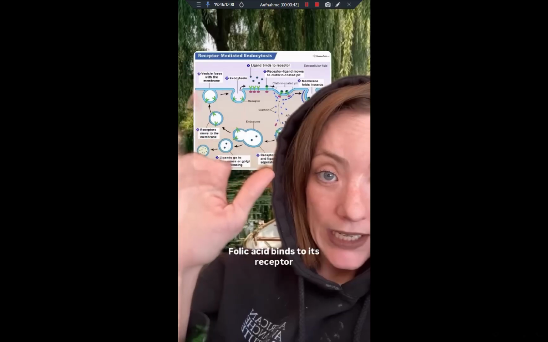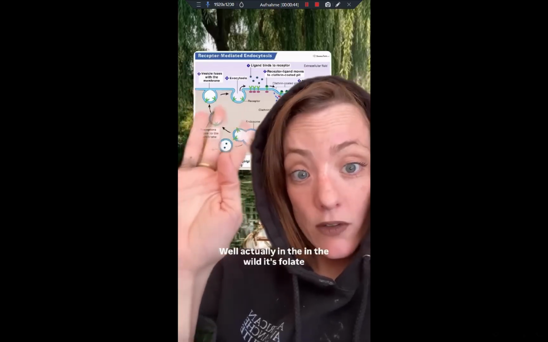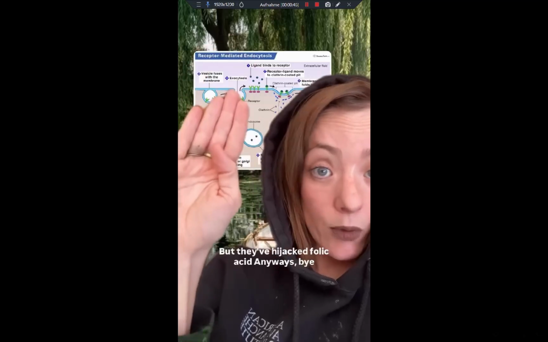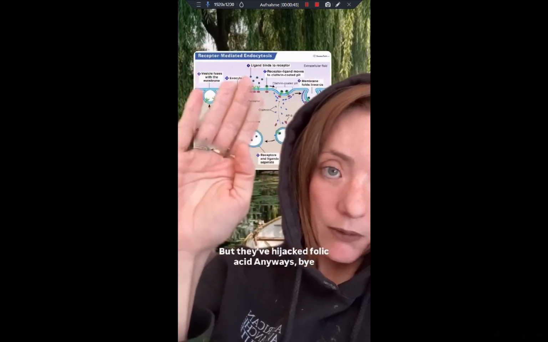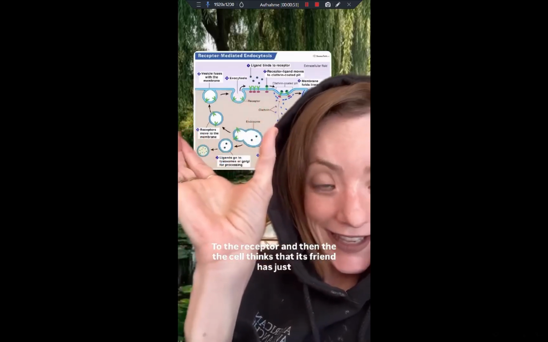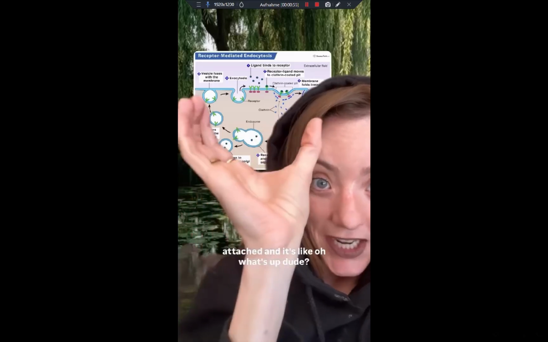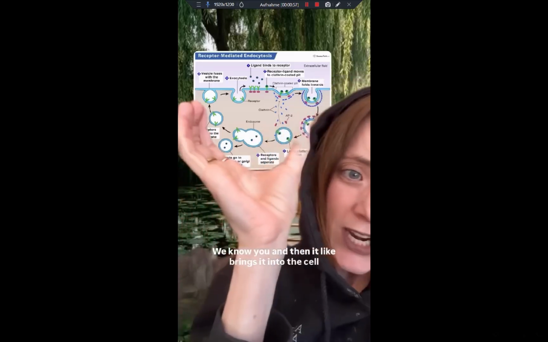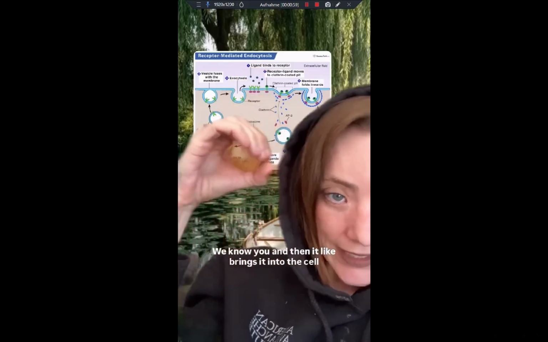It's called receptor-mediated endocytosis, and essentially what they do is they take a ligand. In this particular example, I'm going to use folic acid, because this was my original journey, my original rabbit holing, and I didn't have any pushback back then. So we're going to go back to that. Folic acid binds to its receptor. Well, actually, in the wild, it's folate, but they hijacked folic acid. Anyways, it binds to the receptor, and then the cell thinks that its friend has just attached, and it's like, oh, what's up, dude? We know you. And then it brings it into the cell.